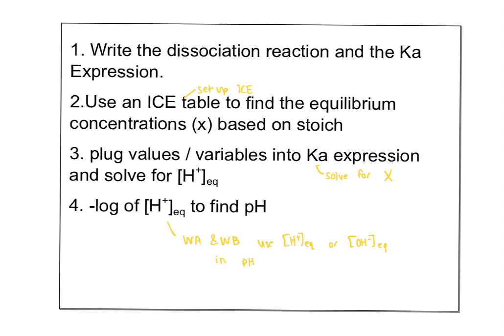In the pH square, not initial conditions. So the main difference is if I have a 2 molar weak acid, I'm not going to take the negative log of 2. I'm going to do an ice table and solve for the equilibrium concentration and then take the negative log of that. So we'll do lots of examples.